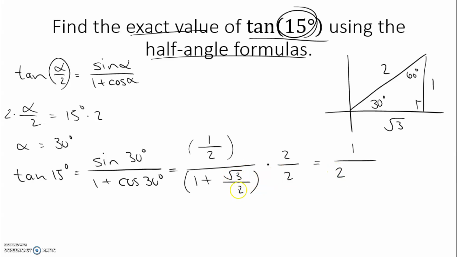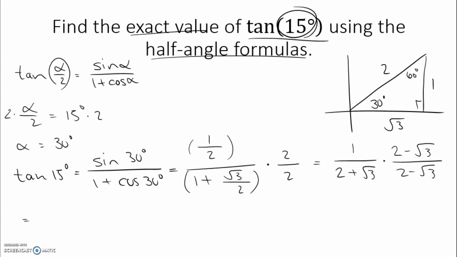2 times the square root of 3 over 2, that will just knock these 2's out. So plus the square root of 3. So I can't leave it like this because I have a square root in the bottom. So I need to multiply by the conjugate, which is really just taking the one that has the square root and changing the sign. That's the conjugate.